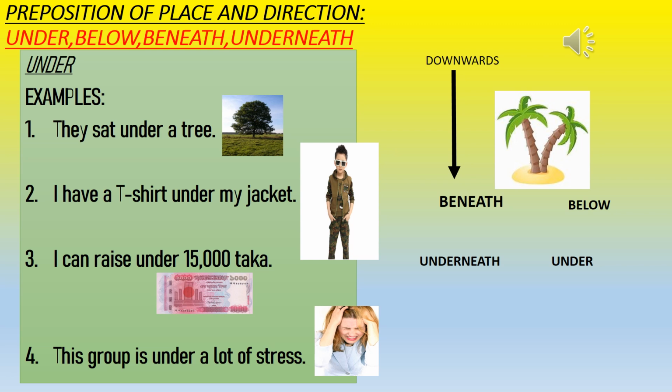Okay. Now look at example number 2. There is a picture of a boy who is wearing a t-shirt and a jacket, and the sentence is, I have a t-shirt under my jacket. The condition here is that when there are layers of things, we use under to indicate one after another.